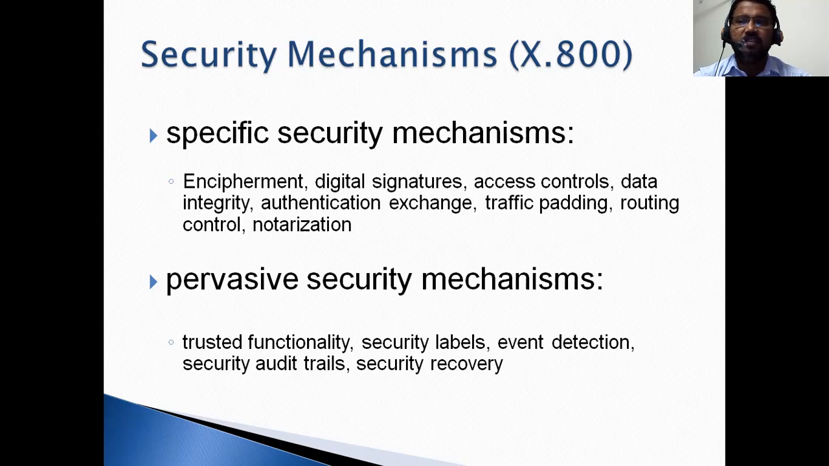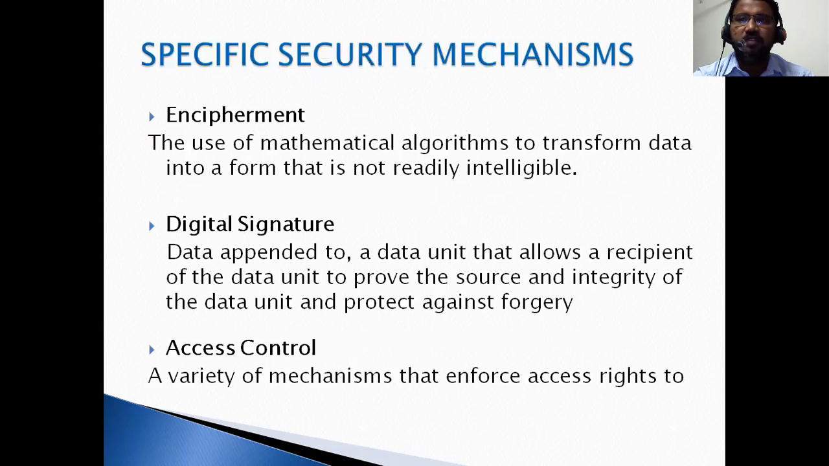In the specific security mechanism, we are going to give different types of methods which will prevent, detect, or recover from security attacks. For example, we have encipherment, digital signatures, access controls, data integrity, authentication, traffic padding, and so on. Different types of mechanisms are there. In the same way, the pervasive security mechanism has trusted functionality, security labels, event detection, security audit trails, and security recovery. We'll discuss these mechanisms one by one in depth.